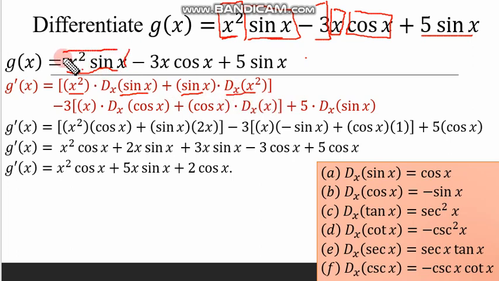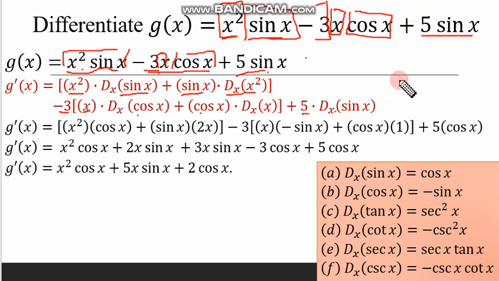Next part is the 3x cosine x. 3 is a constant, so we will just separate that. So 3 times the x and the cosine x. We will use the product rule: the first function x times the derivative of the second function, dx of cosine x, plus the cosine x, or the second function, times the derivative of the first function, which is x. And lastly, 5, according to the constant multiple rule, times the derivative of the sine x.